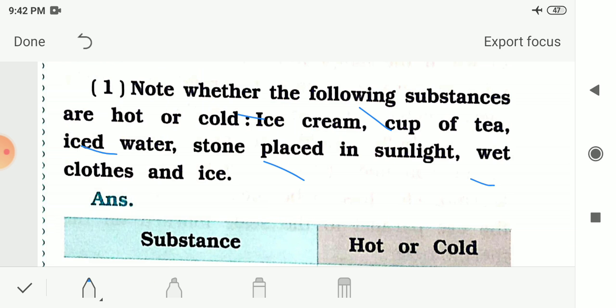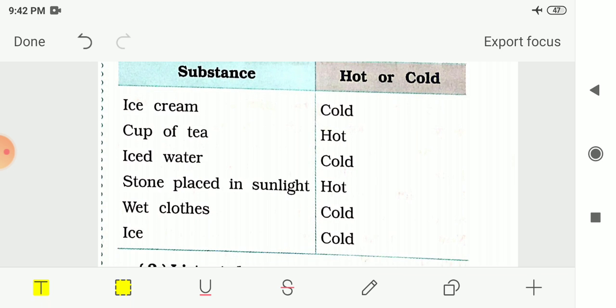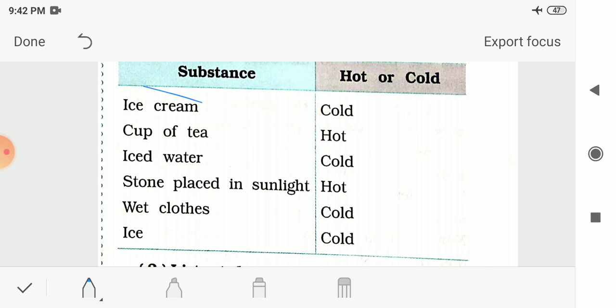So as it is wet, these materials are cold materials. And the last one is ice, so it is cold. Here the answer is given to you. In the first column the substance name is given, and in the next column whether the substance is hot or cold is written. First, ice cream, that is cold.